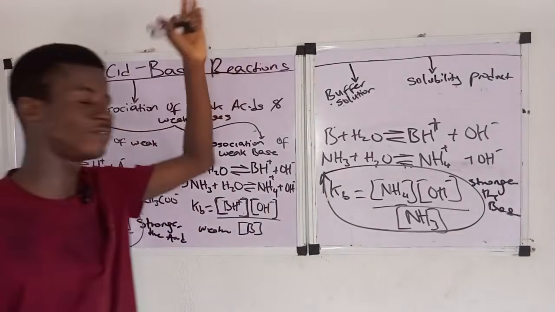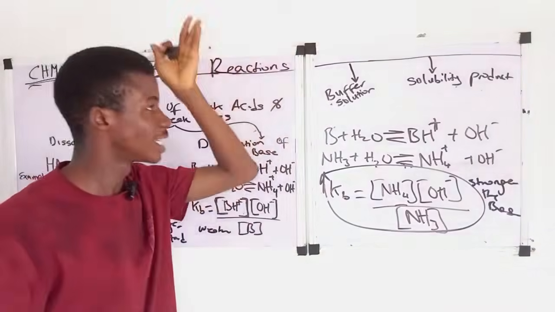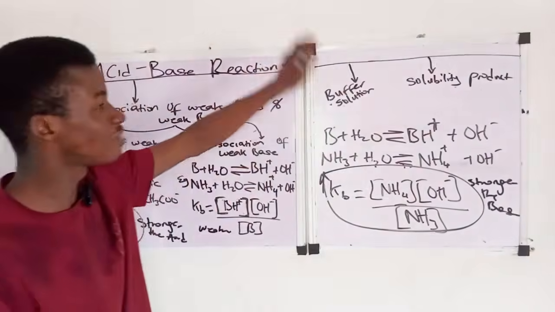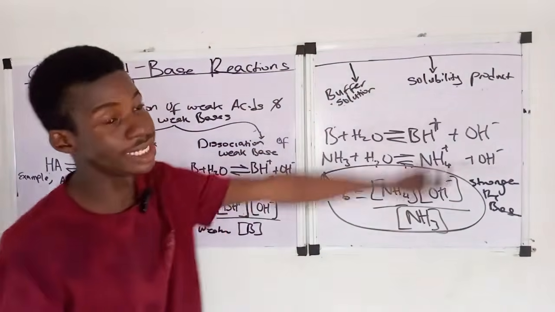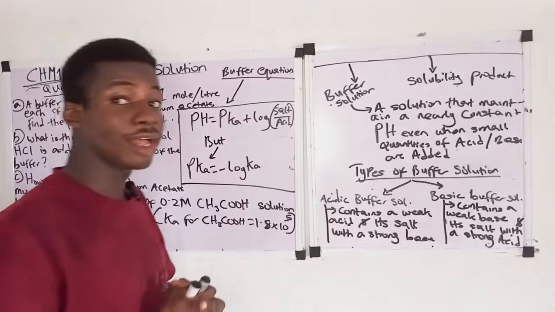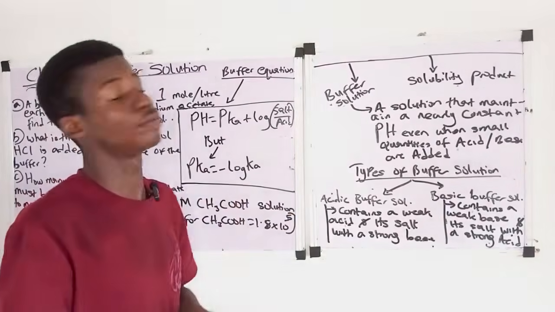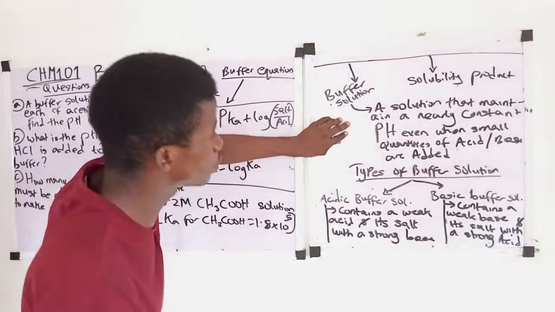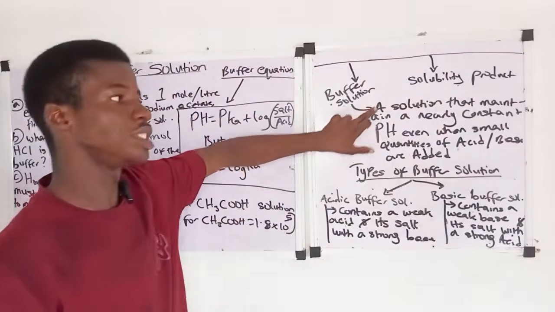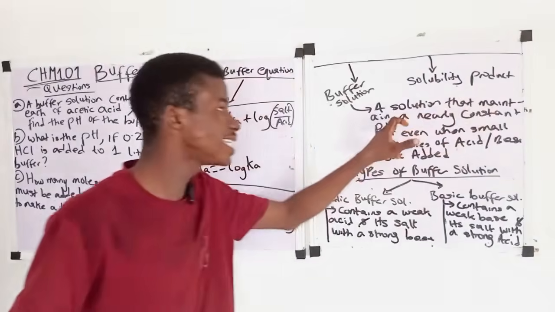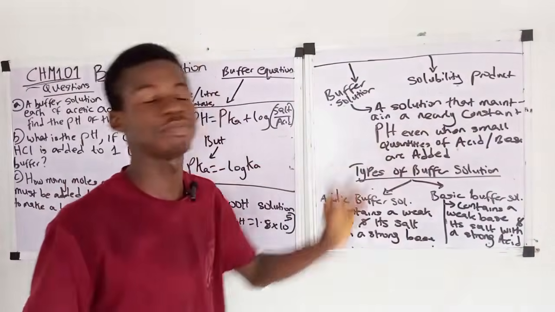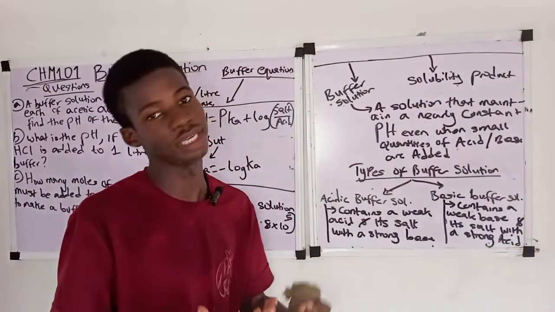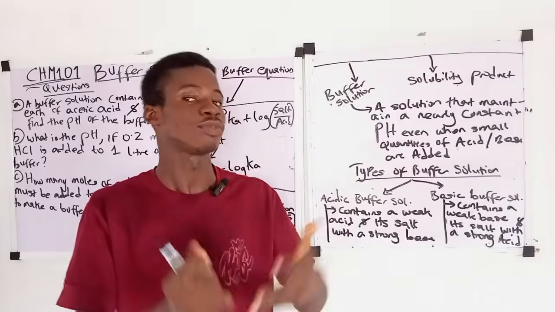Now let's move to this very important part: buffer solution, which harbors a lot of questions. So buffer solution and then solubility product. Let's continue with buffer solution. A buffer solution is a solution that maintains a nearly constant pH even when small quantities of acid or base are added.